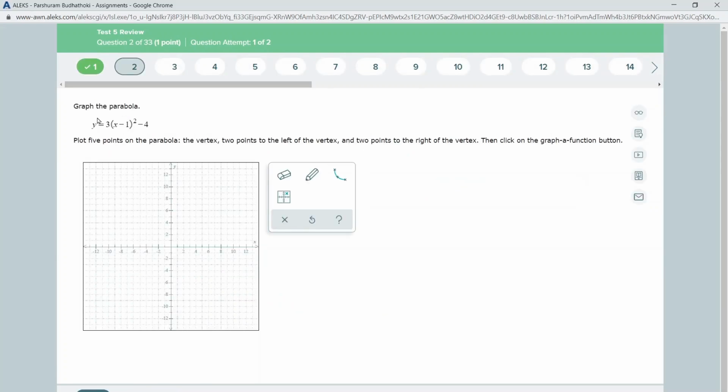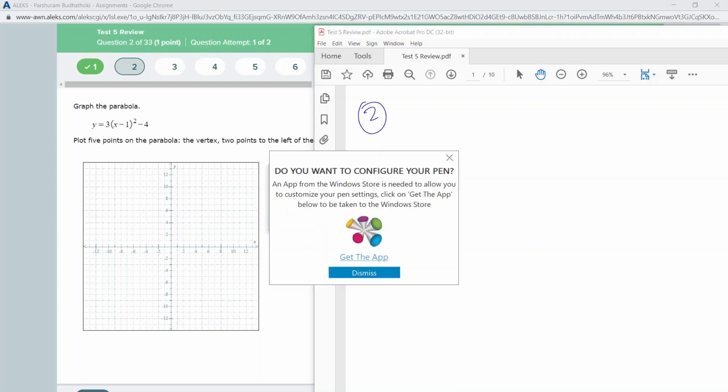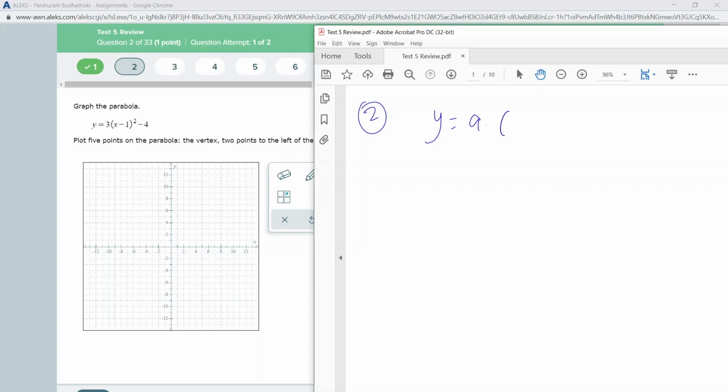Graph the parabola. So you can see here the equation is given. You can compare this equation with the vertex form of parabola, which is y equal a times x minus h squared plus k. If you compare this equation with this one, the vertex for this equation is the value of h and k. Just look at the value of h, which is 1. There is a minus sign, so h should be 1. And the value of k is this number with the sign, -4. So the vertex is 1, -4.